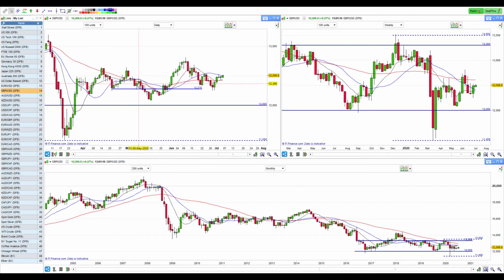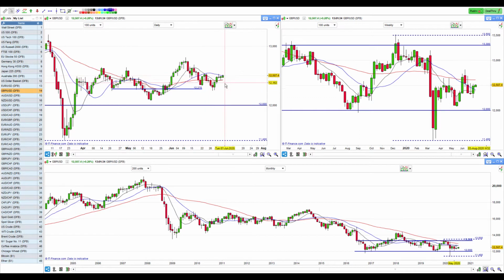Then having a look at cable. So cable, again, is also largely range bound. If you look at it here, it's very, very messy. It is in an uptrend. So overall, it's kind of strengthening on the weekly basis, at least producing consistently higher lows and higher highs. So that makes it slightly different from euro dollar.